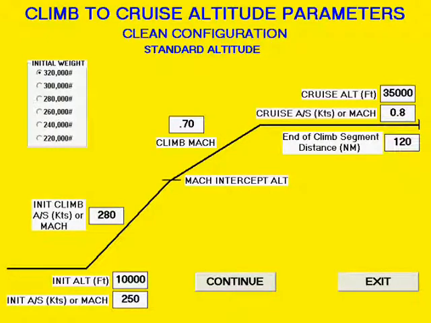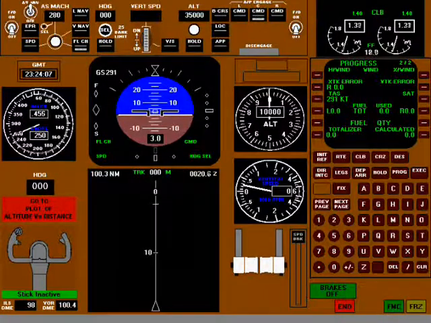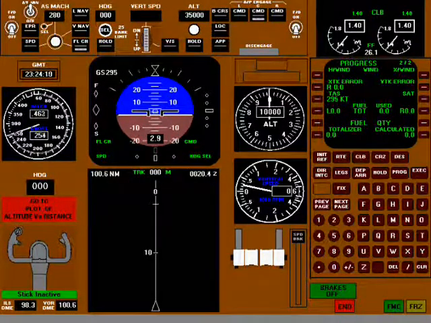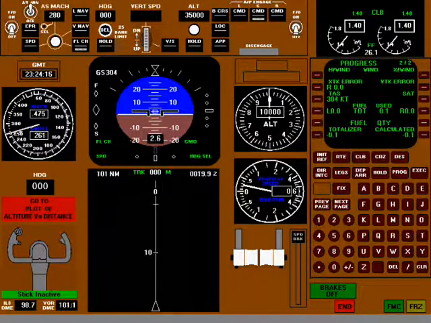In this example, we are at 10,000 feet, accelerating from 250 knots to the initial climb indicated airspeed of 280 knots. This speed will be maintained until the Mach number increases to 0.7 Mach at the Mach intercept point. The climb continues at 0.7 Mach until reaching the cruise altitude of 35,000 feet, where acceleration to the cruise Mach number of 0.8 occurs. We will start with the flight deck view.